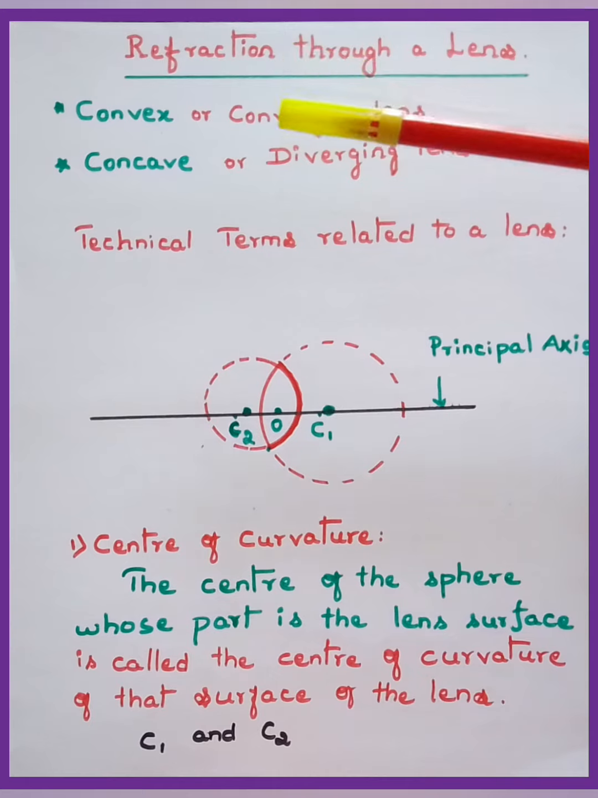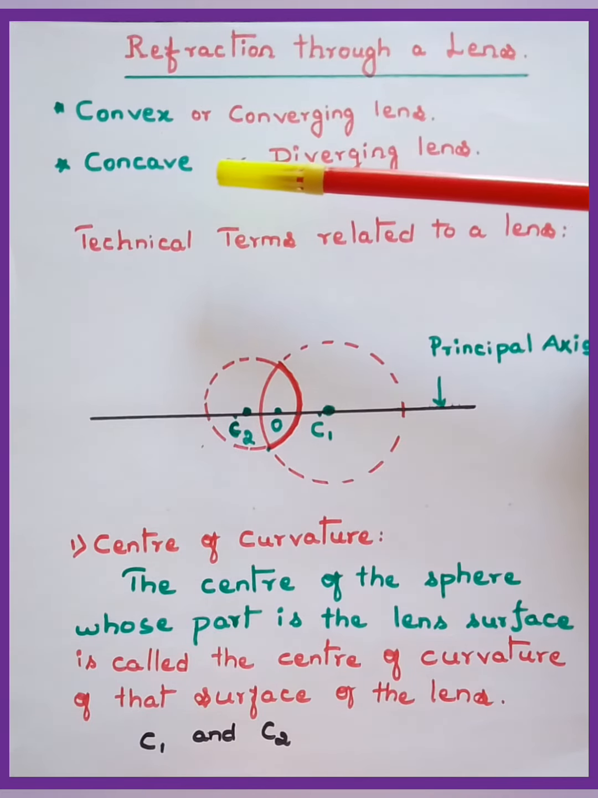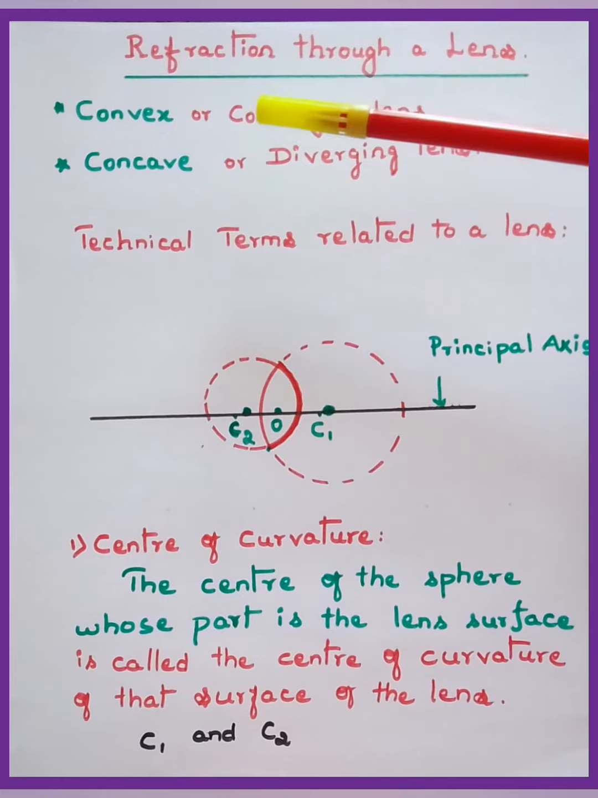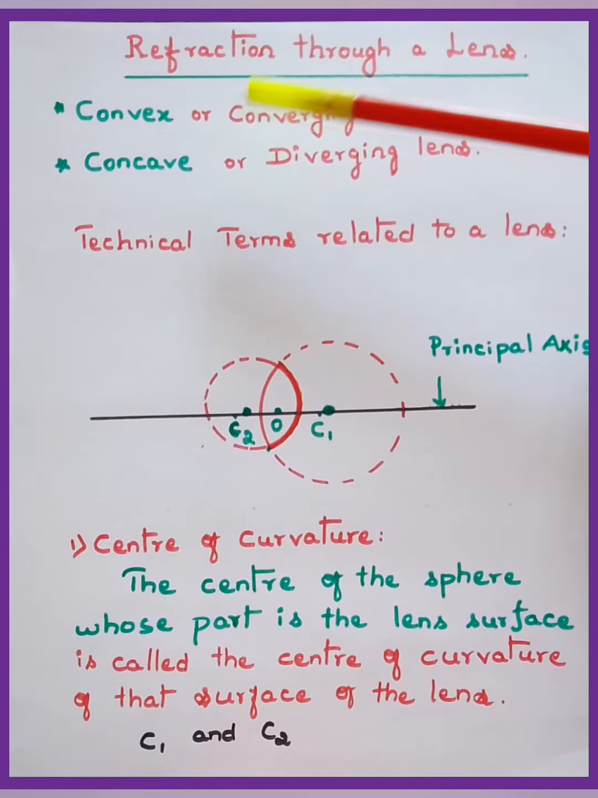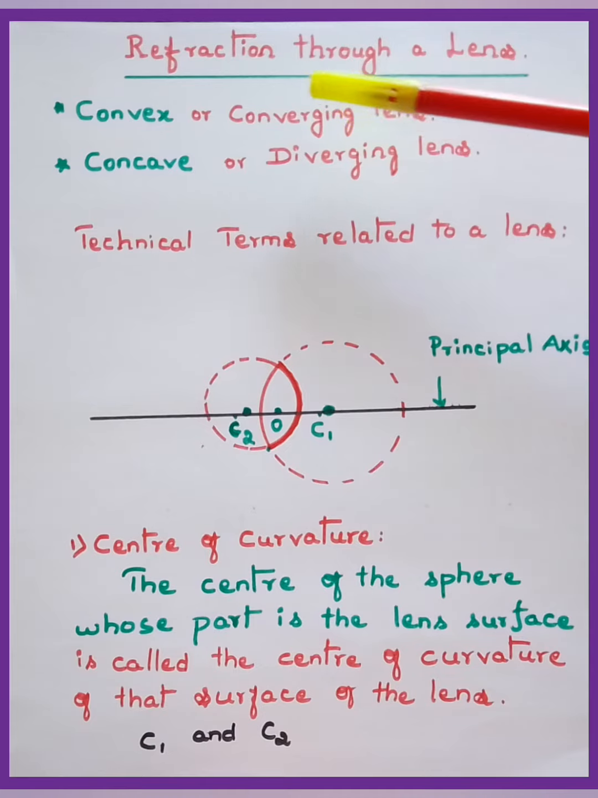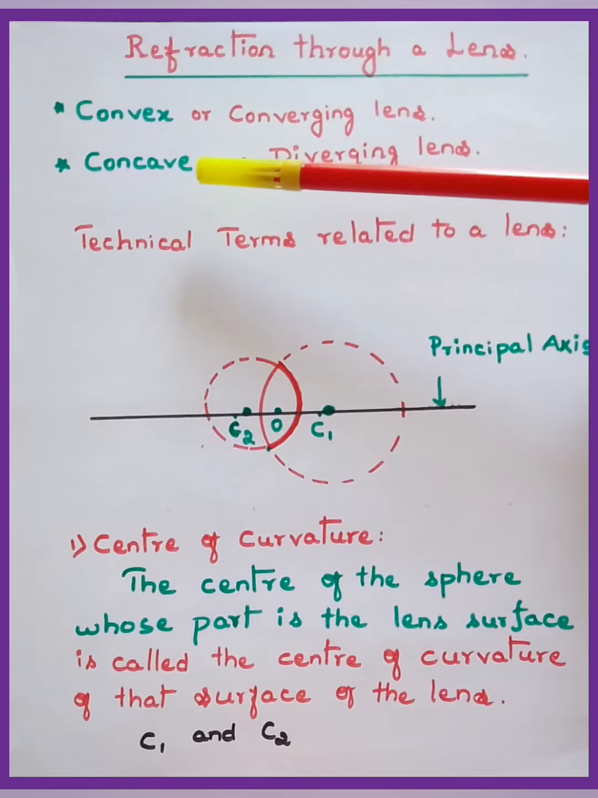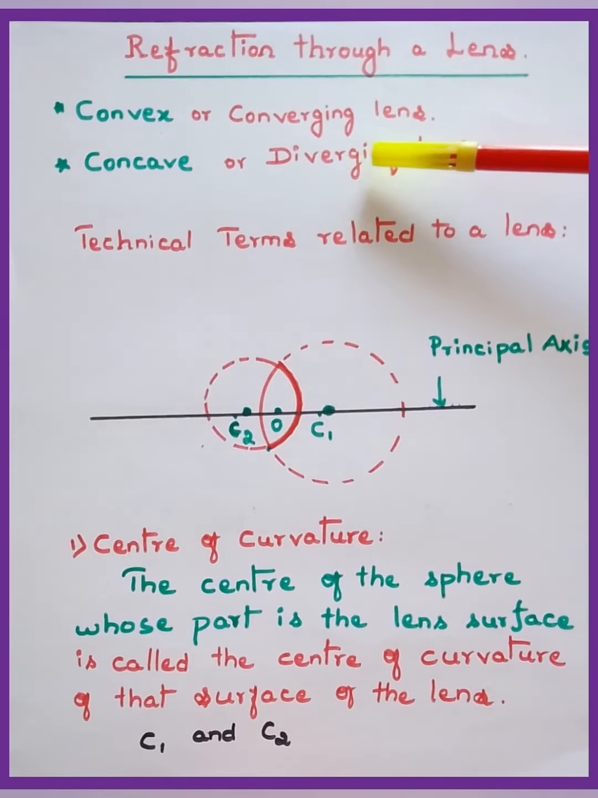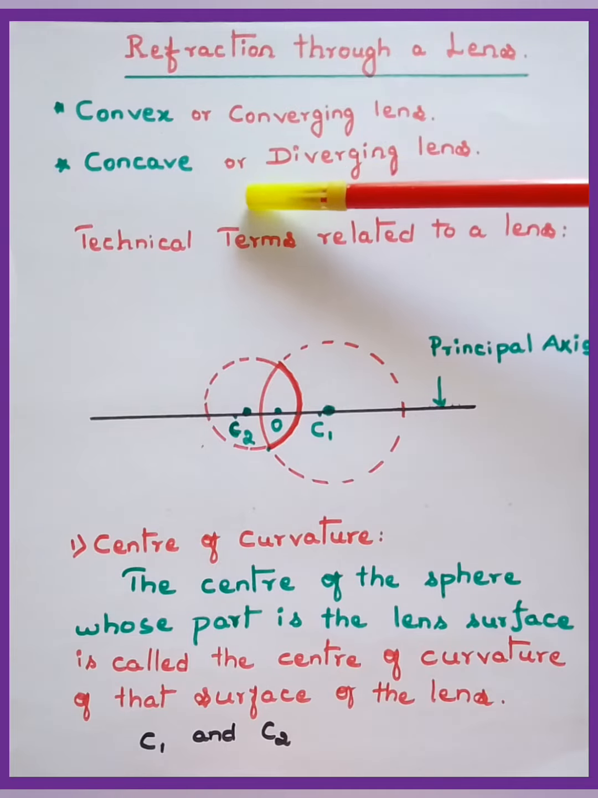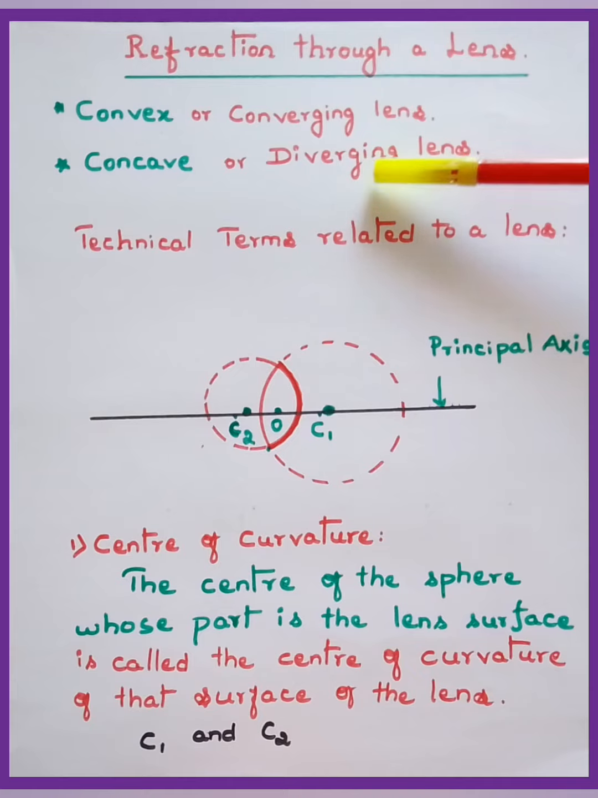So there are two types of lenses, convex and concave lens mainly. Convex lens converges the light ray which falls on it. Hence, convex lens is also called a converging lens. Whereas concave lens diverges the light ray which falls on it. Therefore, concave lens is also called a diverging lens.